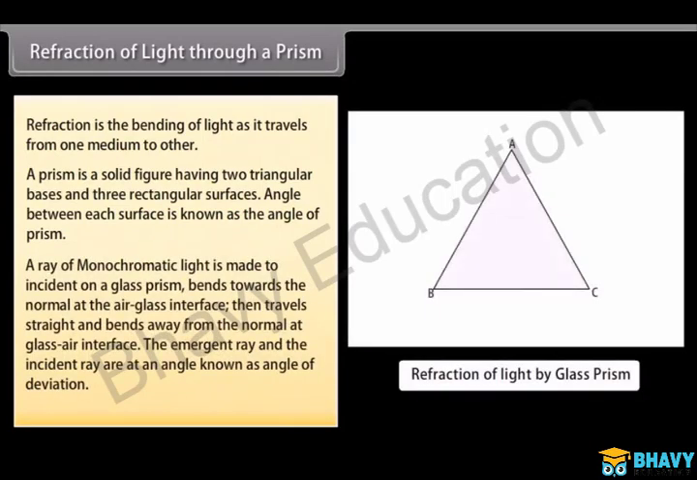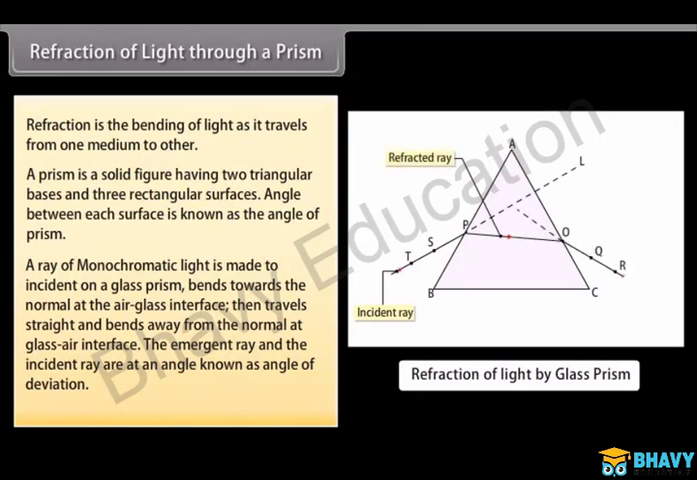A ray of monochromatic light, made to be incident on a glass prism, bends towards the normal at the air-glass interface, then travels straight and bends away from the normal at the glass-air interface. The emergent ray and the incident ray are at an angle known as the angle of deviation.